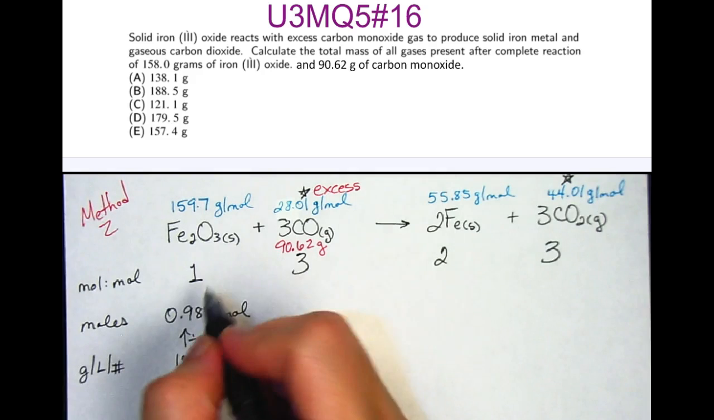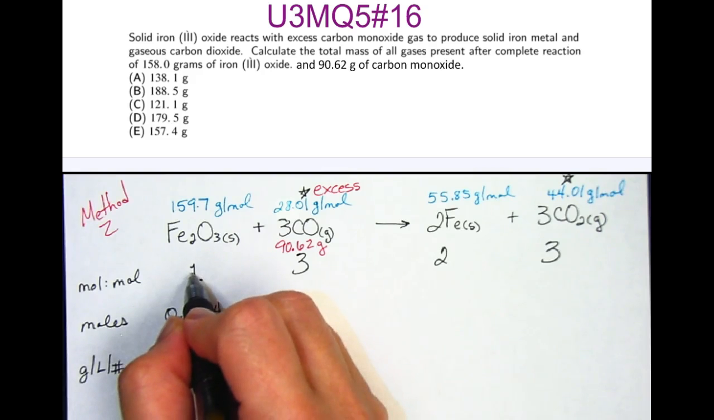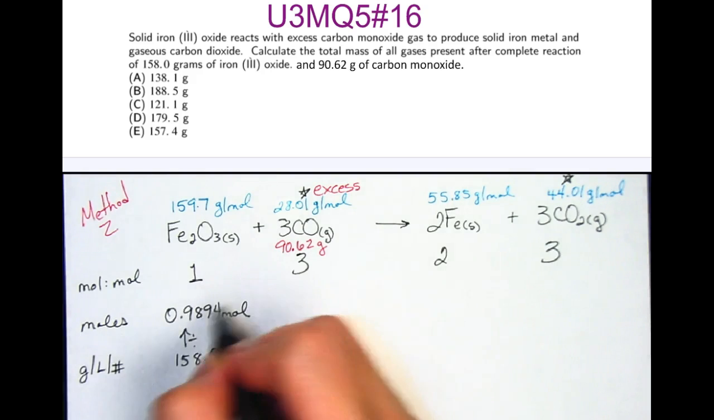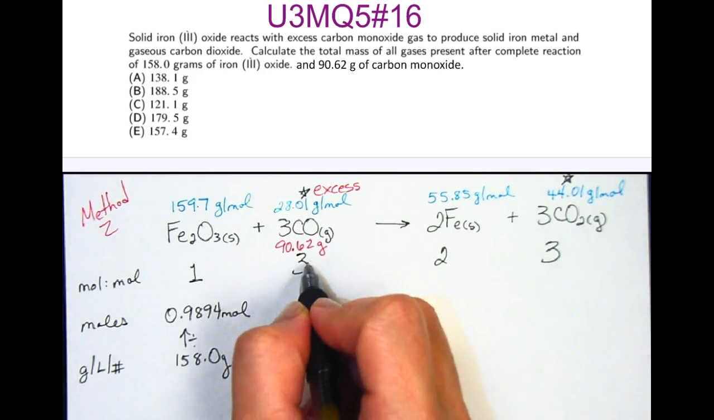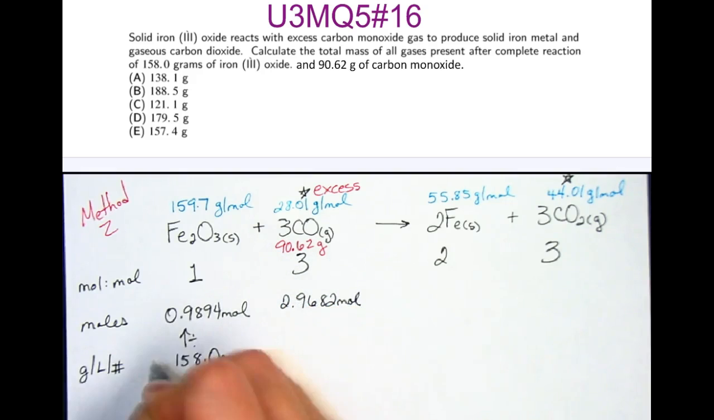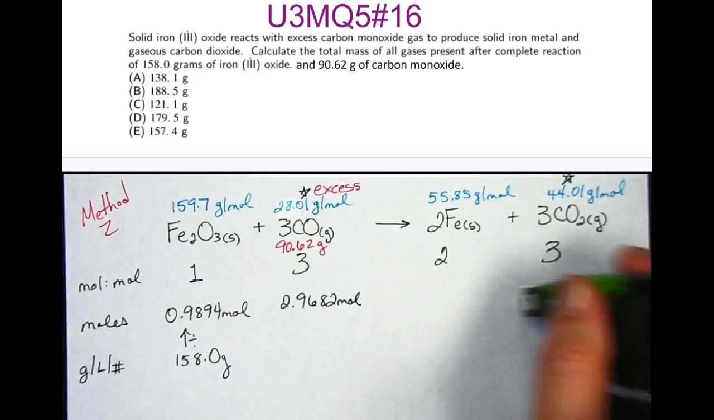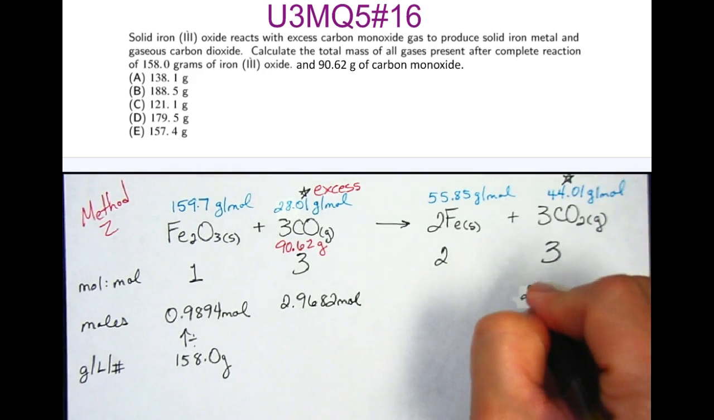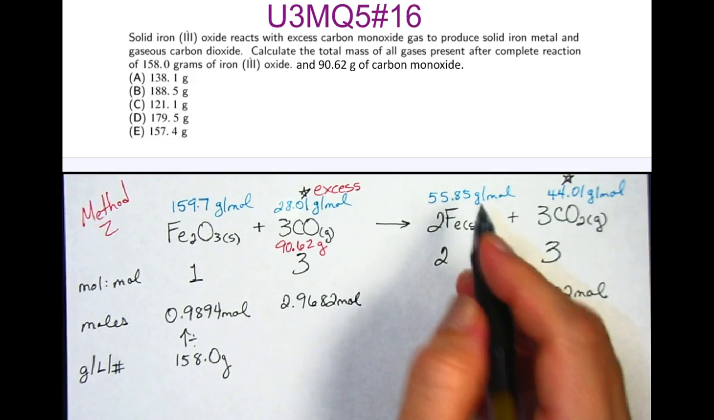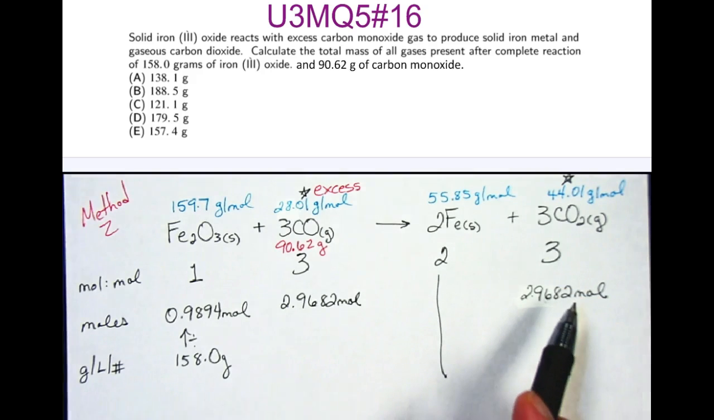Okay, so 0.9894 moles, and that's per every 1 mole in this reaction. And so if I want to know the amount of carbon monoxide, I would take this value times 3, which gets me 2.9682 moles. Turns out that is the same amount for carbon dioxide, since it also is in a 1 to 3 ratio, so 2.9682 moles. We don't need to worry about the amount of iron because we are only worried about the amount of gases that we get in the reaction.